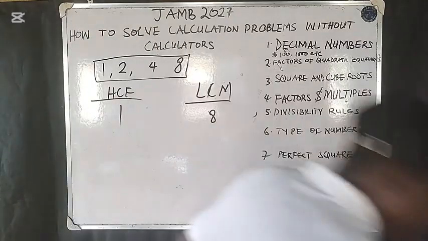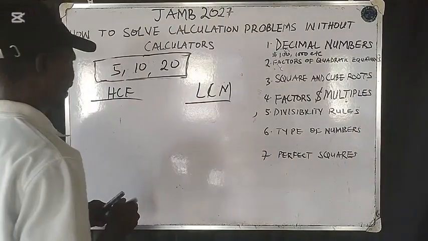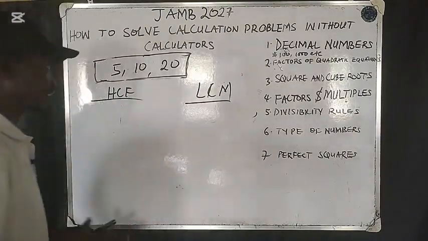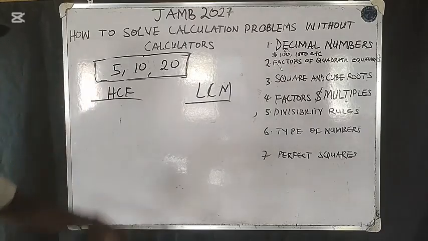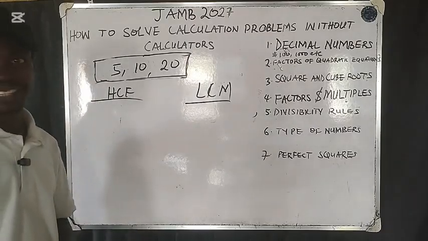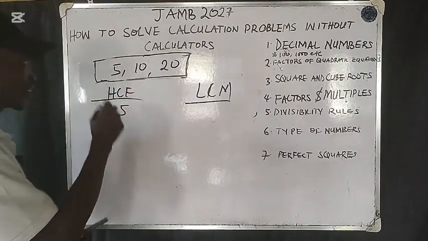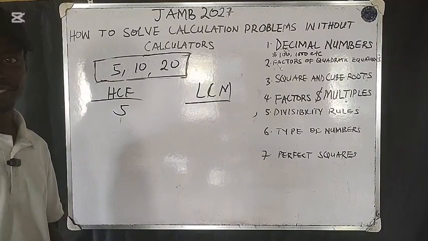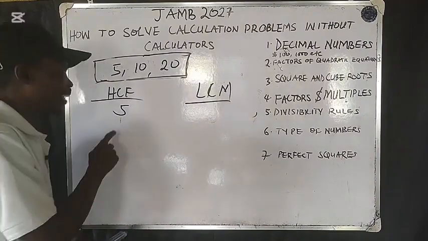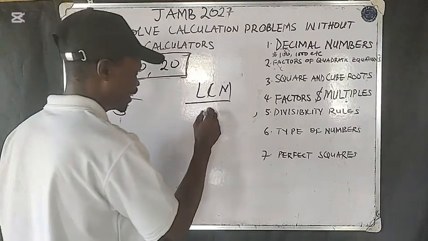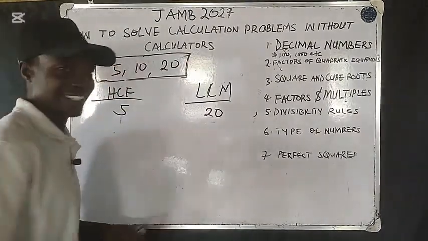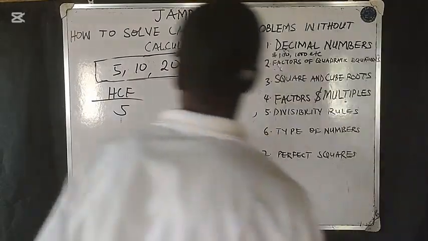Now let's write another one. If you look at this, the highest common factor here will be what? 5. 5 is the highest common factor here. The lowest number that all of them can go into is 20. Now let's do another one.